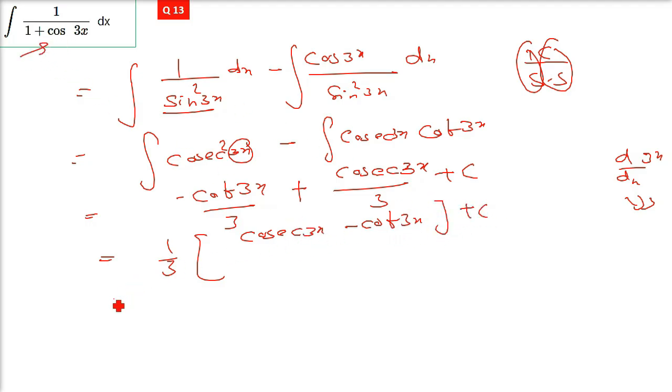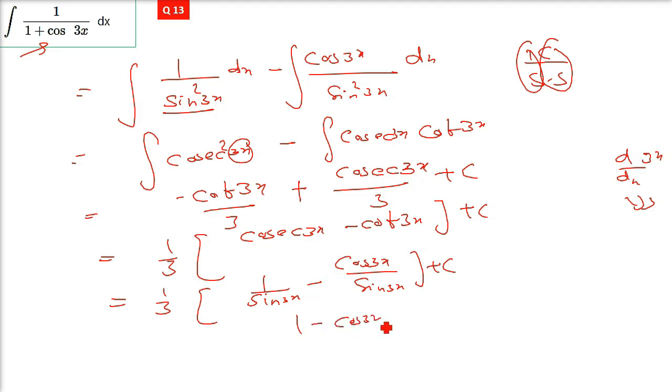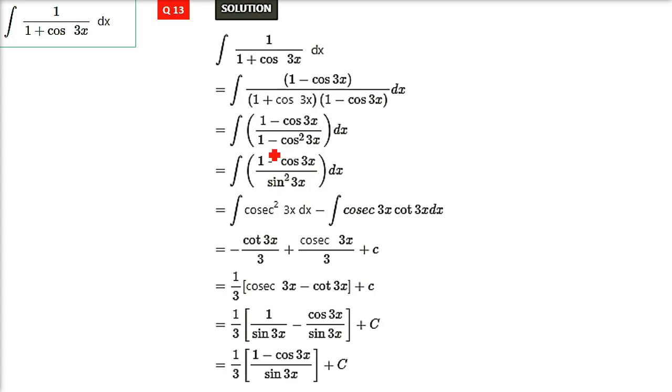For 1 plus cos 3x, you can use the formula 2 cos square 3x by 2. That is also possible, so it will be sec square, and that gives you the direct solution. So the solution may be different, but the approach remains the same. We have 1 by sin 3x written for cosec 3x, and cot 3x will be cos 3x by sin 3x. You will get 1 minus cos 3x by sin 3x. 3 is always there in the denominator. This is your final result. So this is the whole idea.